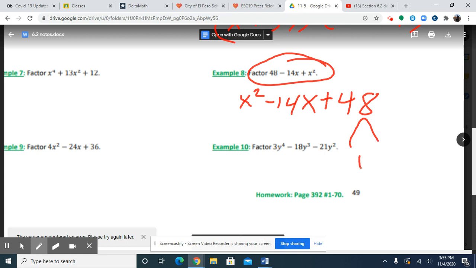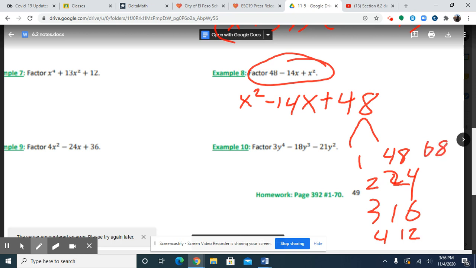48 and 1. 48 and 2, which is 2 and 24. 48 can be divided by 3, that's 3 and 16. 48 can be divided by 4, that's 4 and 12. 48 can be divided by 6, that would be 6 and 8. And 48 could also be divided by 8. Well, that seems to be about it. That's a lot of factors right there.